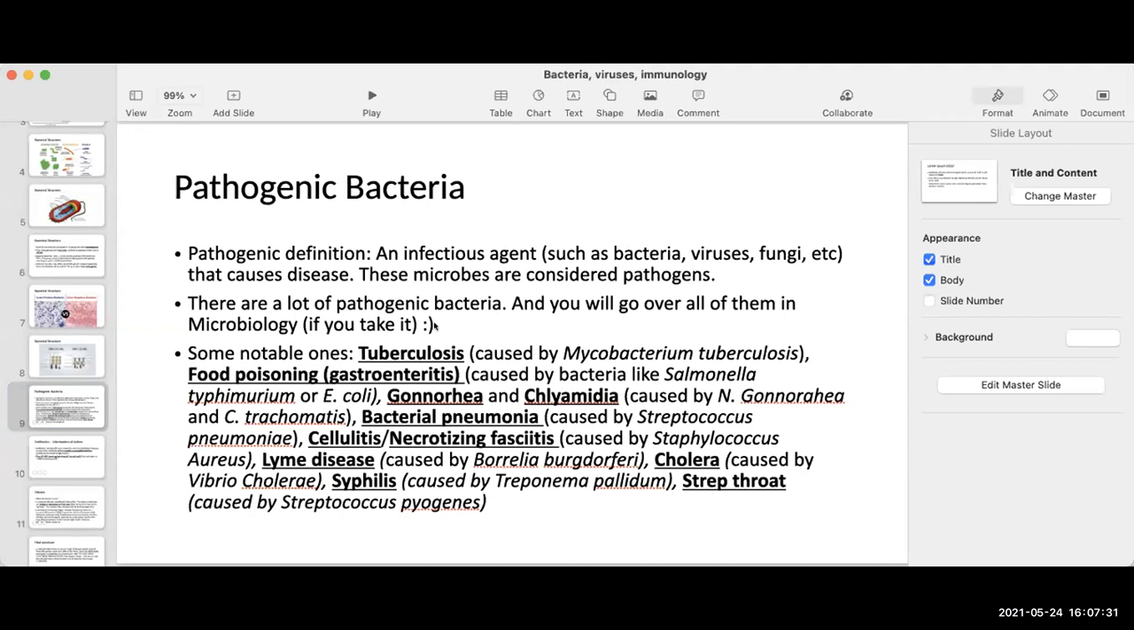Pathogenic bacteria. Go ahead and take a look at that slide while I write a reminder to set up your lecture exam Wednesday. Let's see.